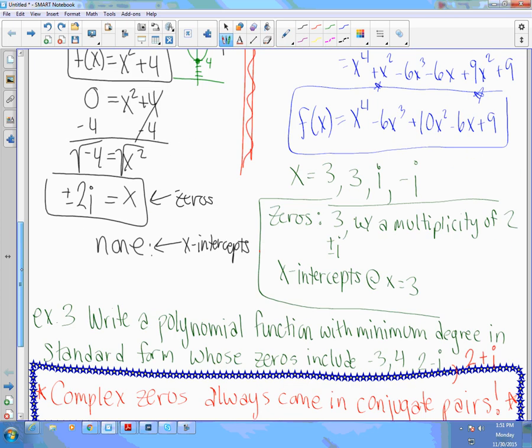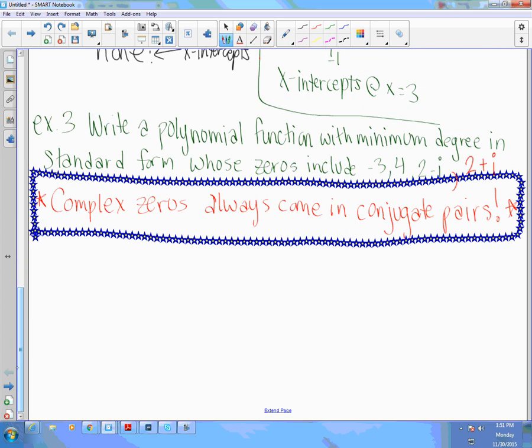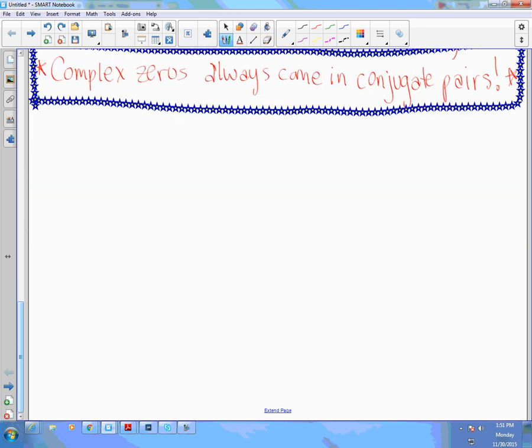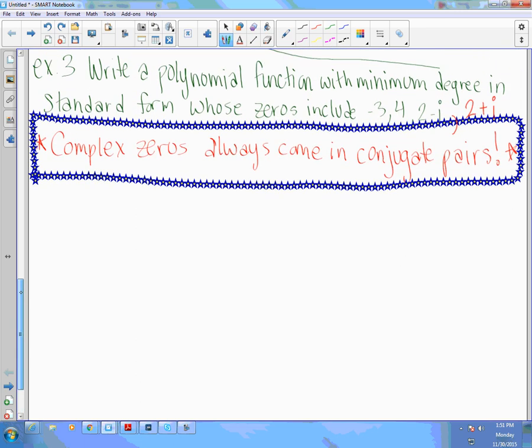So think about that. If our solution is negative 3, check your neighbor, tell them what the factor should look like. Alright, now let's do it again. x plus 3. So everyone put that in parentheses.